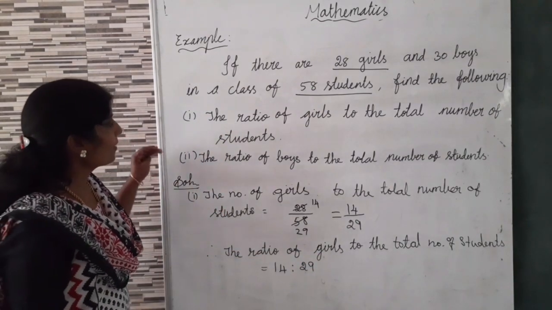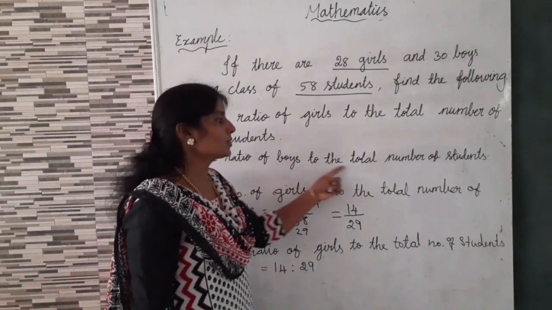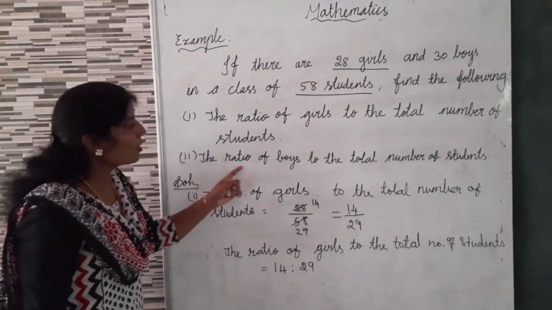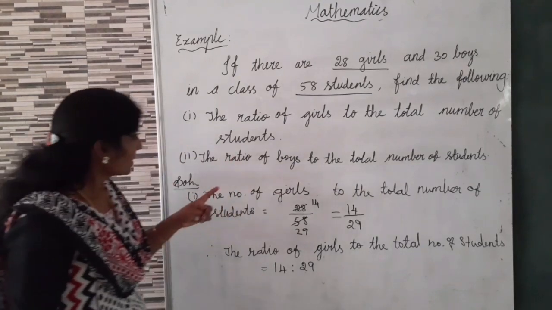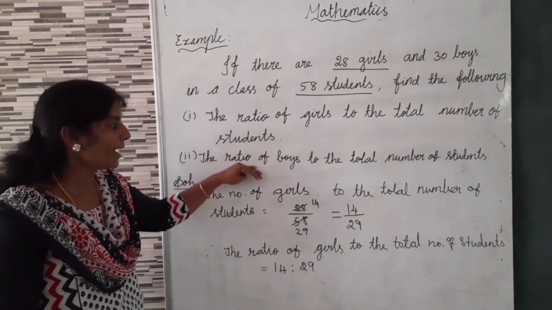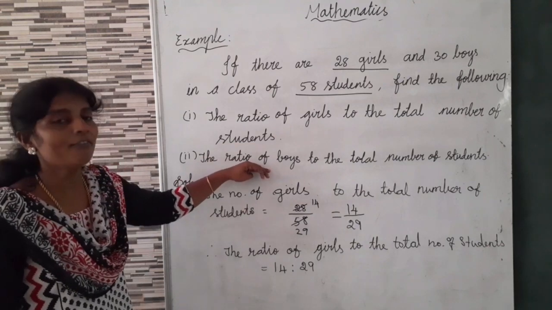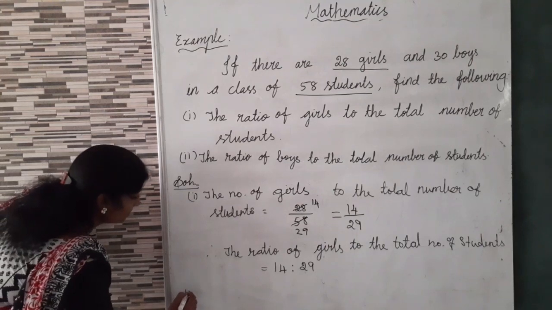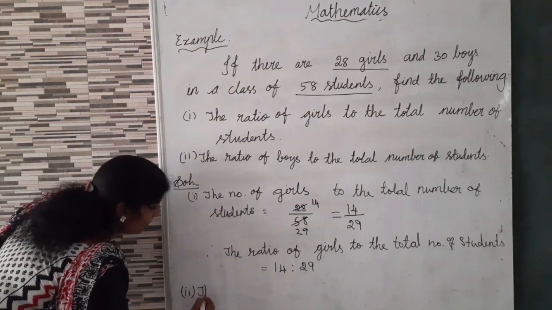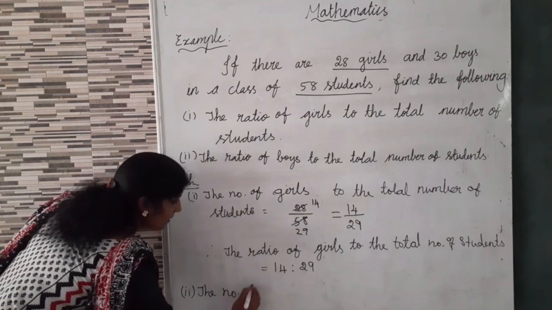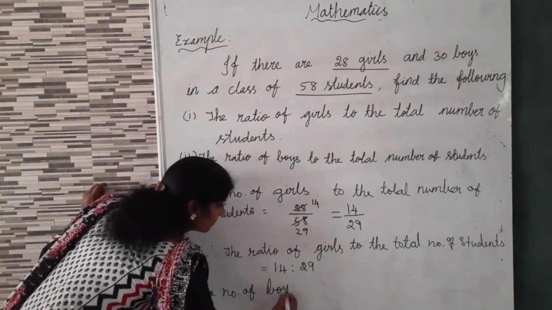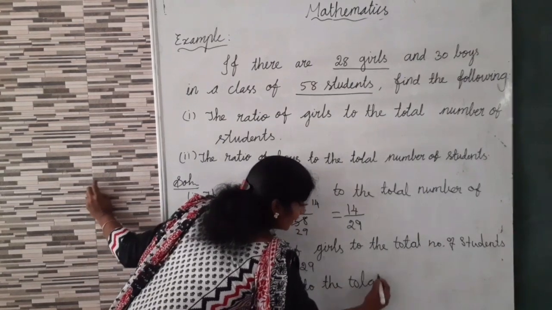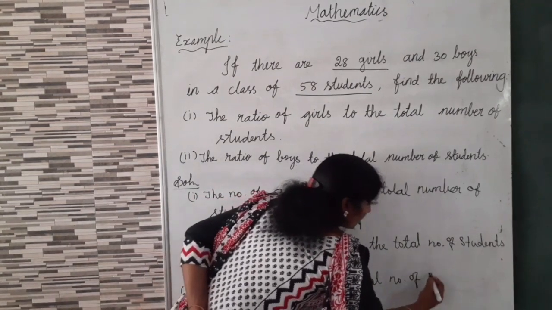Clear? Now we can find the ratio of boys to the total number of students. First we want to find the number of boys to the total number of students. Then we can write the ratio. Okay. Second one, the number of boys to the total number of students.